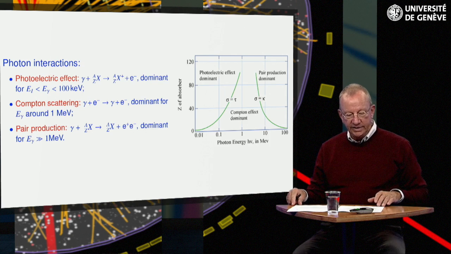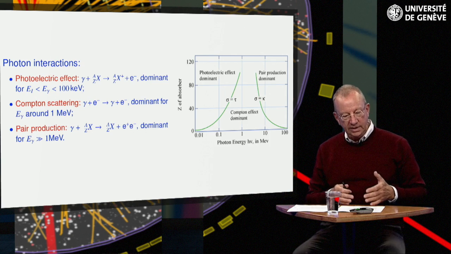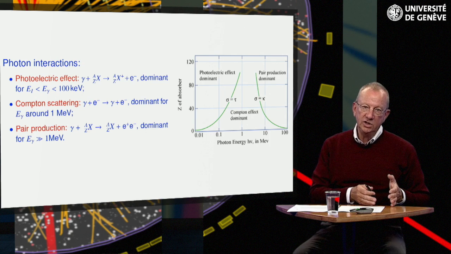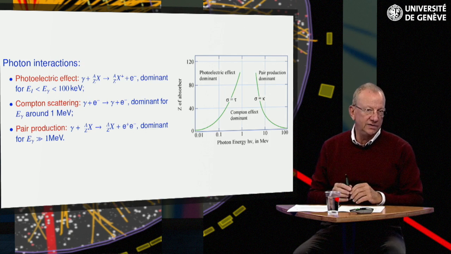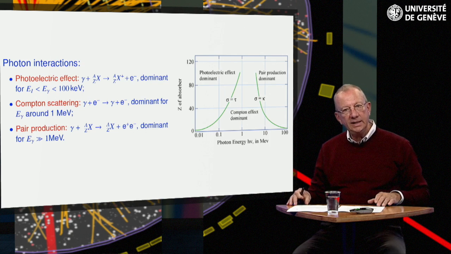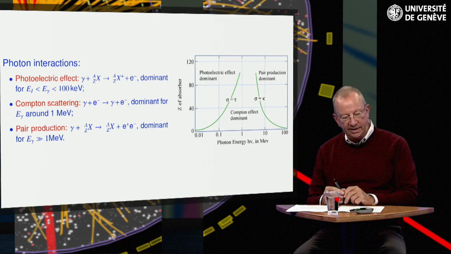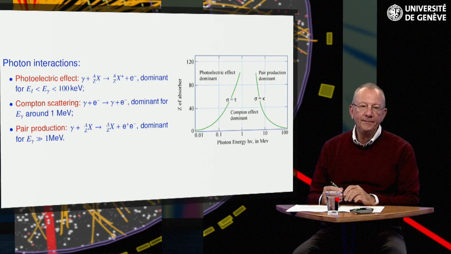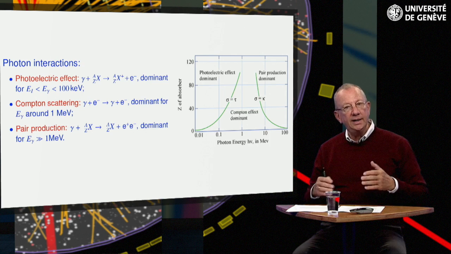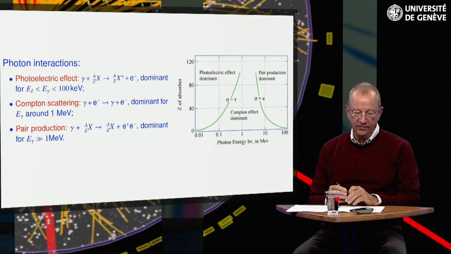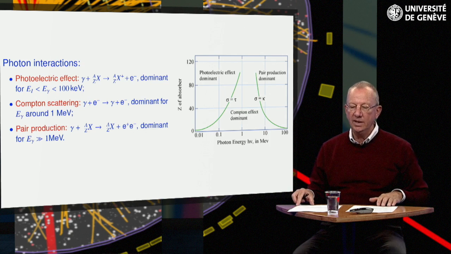Photons are detected by interactions which produce charged particles. The photoelectric effect is the absorption of a photon by an atomic electron, dominant between the ionization energy of an atom and about 100 keV of photon energy. Compton scattering is the elastic scattering of a photon off a quasi-free atomic electron, dominant around photon energies of roughly 1 MeV. Pair production is the conversion of a photon into an electron-positron pair in the electromagnetic field, typically of a nucleus, dominant for photon energies much larger than 1 MeV. We will discuss these processes one by one in what follows.